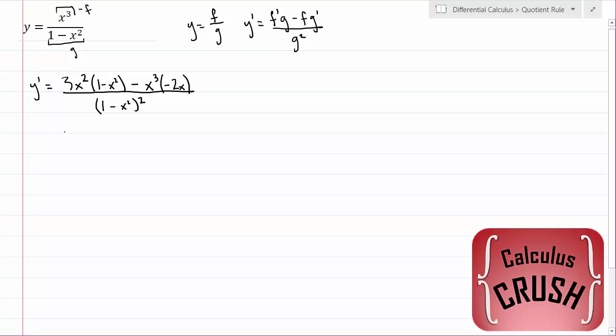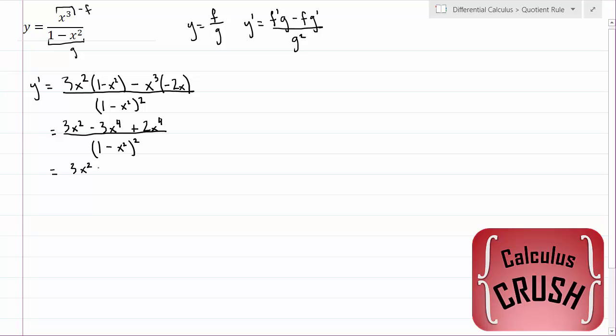So the derivative is technically done now, but we should always simplify where we can. So if we expand the top here, we have 3x squared minus 3x to the 4 plus 2x to the 4. And that's all divided by 1 minus x squared to the power of 2. So we keep going. We can see that we have a minus 3x to the 4 plus 2x to the 4.